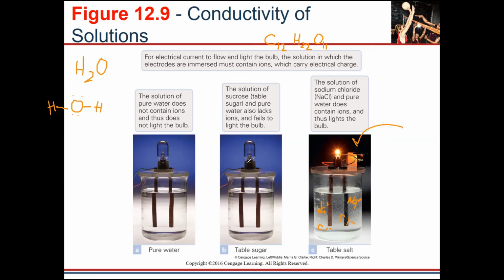Okay, did you guys see the difference between covalent bonds and ionic bonds? Ionic is based upon charges, plus and minuses. Covalent is where you're sharing electrons. Okay.